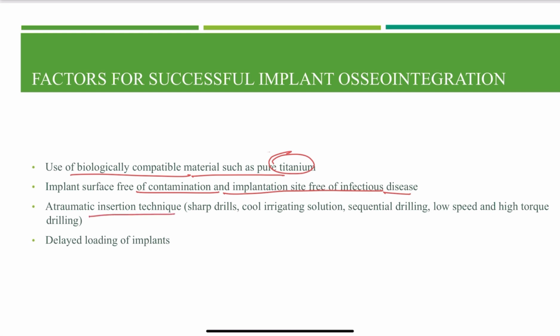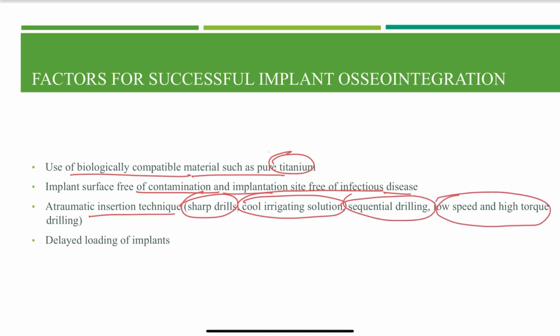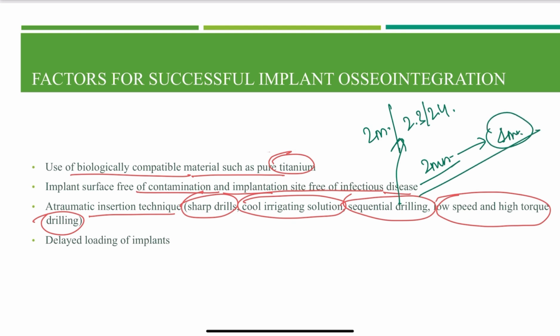Atraumatic insertion technique. So how would you insert your implant atraumatically? By using sharp drills, cool irrigating solution, sequential drilling, low speed and high torque drilling. So when we talk about sequential drilling, that means that if the first drill is 2 millimeter, the next drill should be 2.3 or 2.4, whatever you could provide. It shouldn't be that the first drill that you have used is 2 millimeter and the next one is 4 millimeter. So whenever you are drilling, you have to drill in sequence.